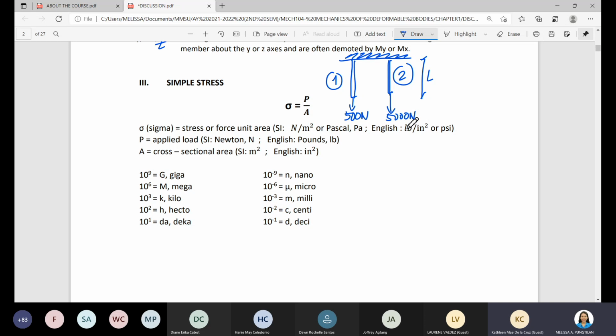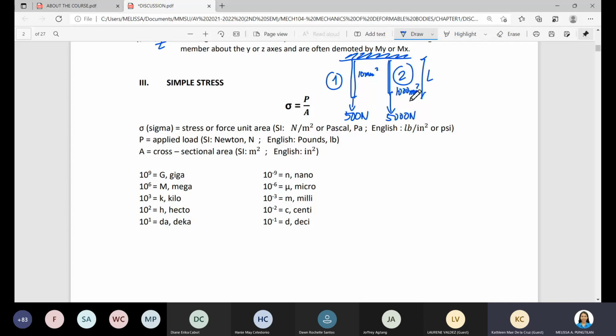So, hindi natin masasabi at this instant. So, tama. Hindi natin masasabi at this instant kung saan yung mas malakas na bar unless meron tayong basis of comparison na tinatawag. So, malalaman lang natin kung anong bar ang mas malakas if we have yung basis of comparison, which is yung ating area. Okay? So, for example, itong area ng bar 1 natin is 10 square millimeter. And then, yung area ng bar 2 natin is 1,000 square millimeter. So, malalaman mo na ngayon kung saan yung mas malakas by solving for the stress.